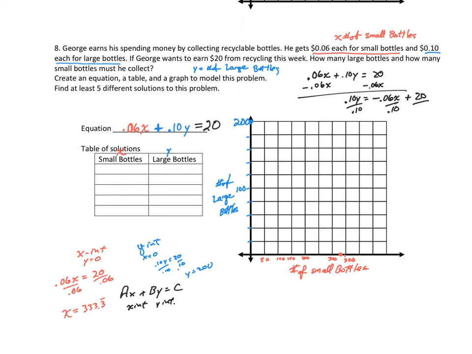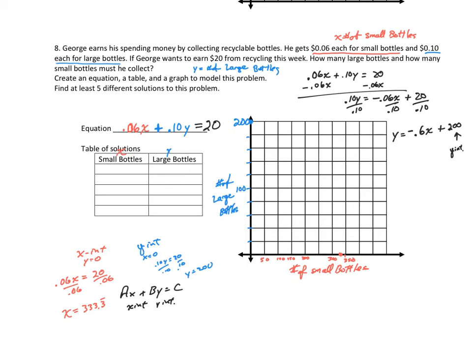Well, this isn't as horrible as I thought it was going to be, those decimals. So now I have y equals negative 0.06 divided by 0.10 is 0.6x. Don't forget your x. And 20 divided by 0.10 is 200. That's good because my y-intercept is 200. There's my y-intercept.